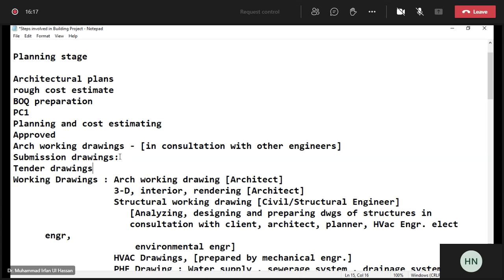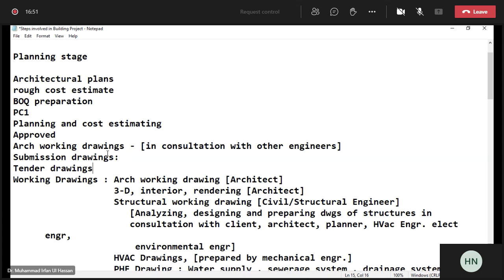Then the submission drawing is prepared. Submission drawing is to be submitted to the authorities, and the tender drawings if the tender is to be launched for construction of the project and different bidders apply for that. So they also ask for the drawings. So tender drawings can be prepared, or submission drawings sometimes work as tender drawings. And of course, when the project is approved and assigned to the parties, then proper working drawing is prepared.